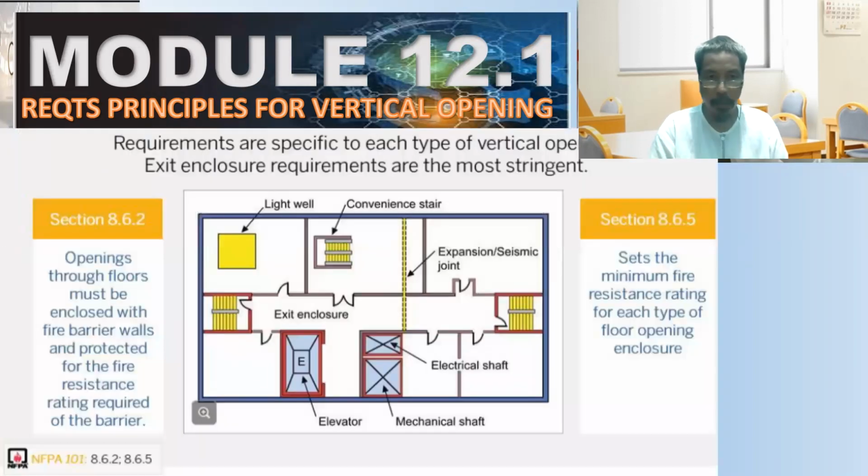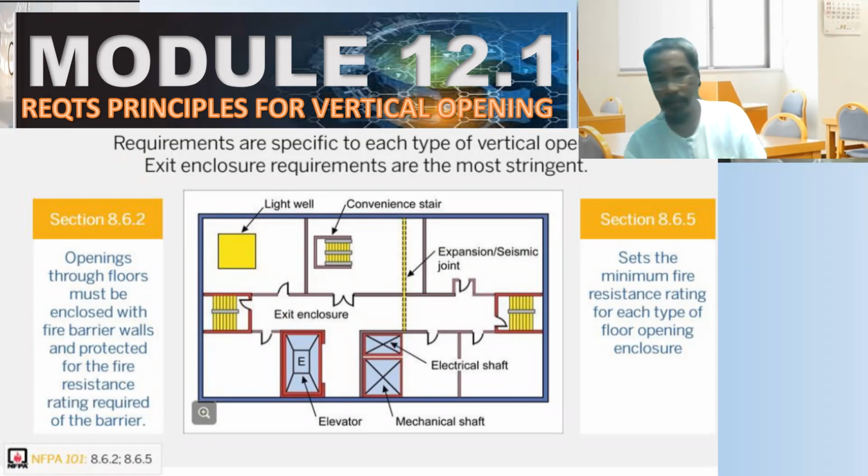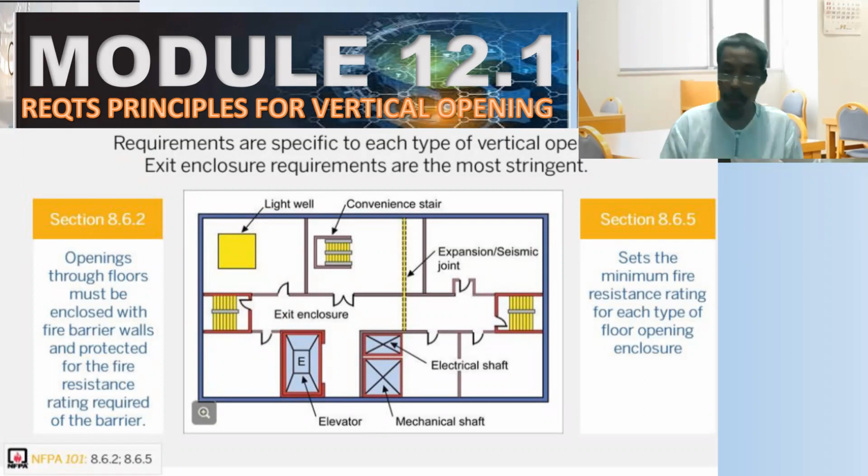So the continued requirements are specific to each type of vertical opening. Exit enclosure requirements are the most stringent. So there are several instances where we have vertical openings. As we know, even though you are coming from different engineering disciplines, you will have encountered, either in design or construction, the potential existence of vertical openings.